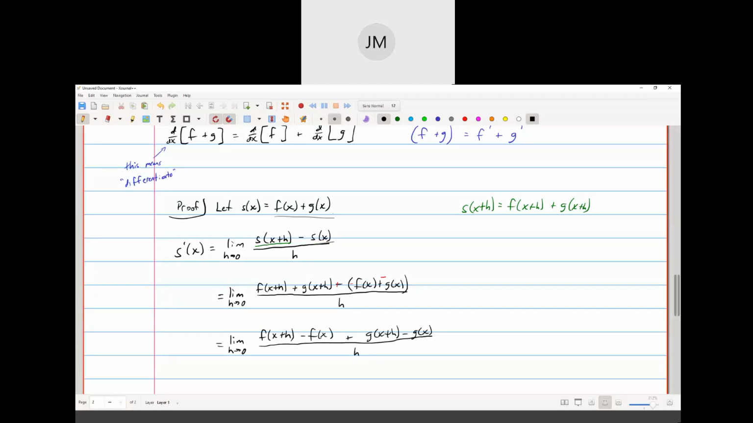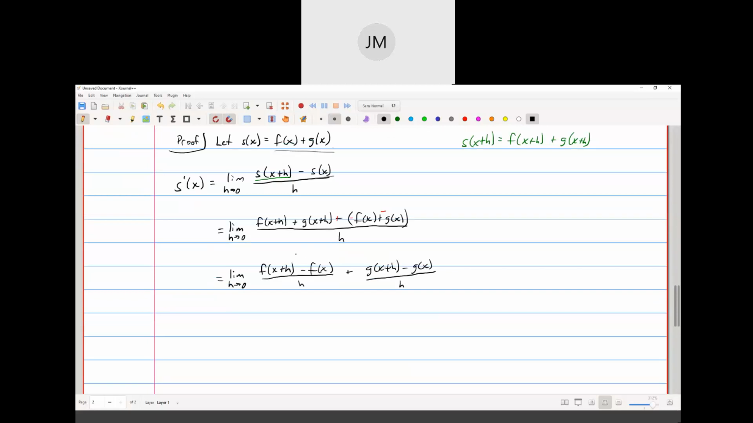But I can do something sneaky. When we add fractions with a common denominator, we combine the numerators over that same denominator. I can do that same thing backwards and say, oh, okay, I can write this over h and this over h separately. And now I know that the limit of two things added, using my limit laws, is just two separate limits. So I have this limit plus this limit.